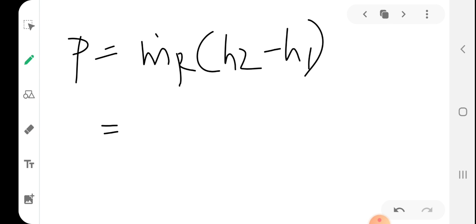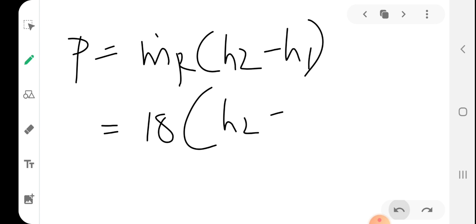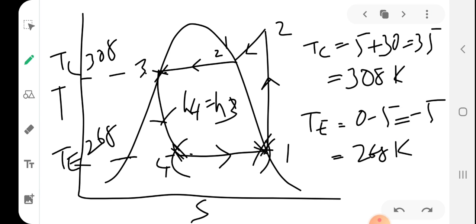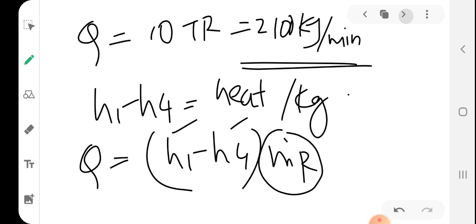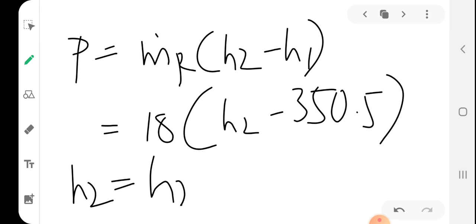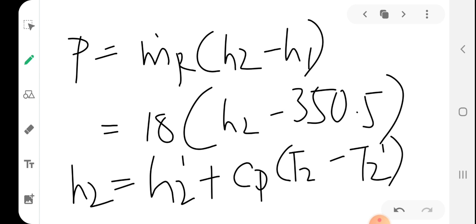But students, m dot r is known, H1 is 350.5, and H2 is unknown. But you can write H2, so you just look at this figure, as H2 dash plus this heat. H2 can be written as H2 dash plus Cp into (T2 minus T2 dash). So this is the equation to find the superheat.